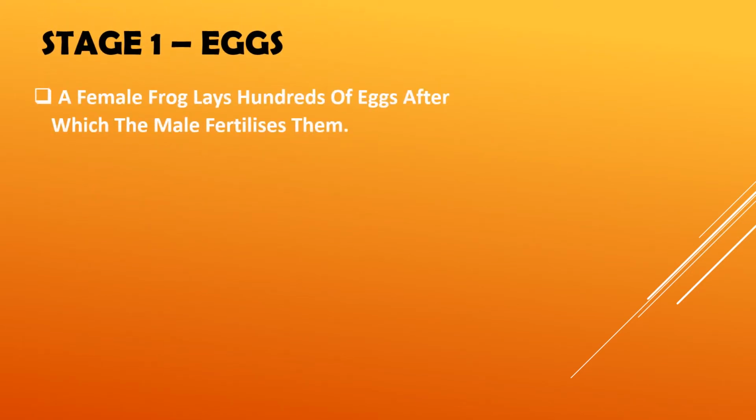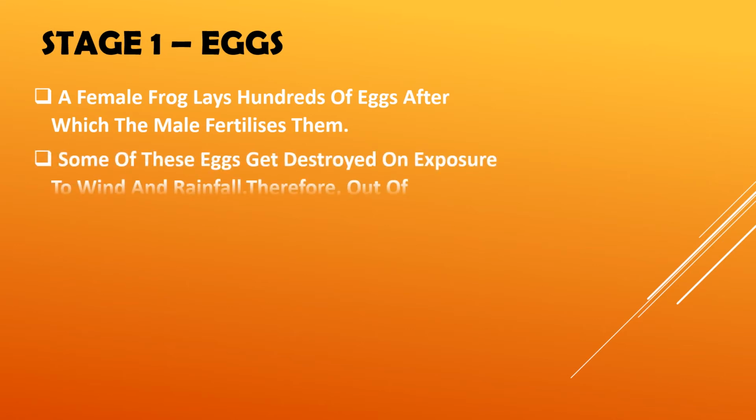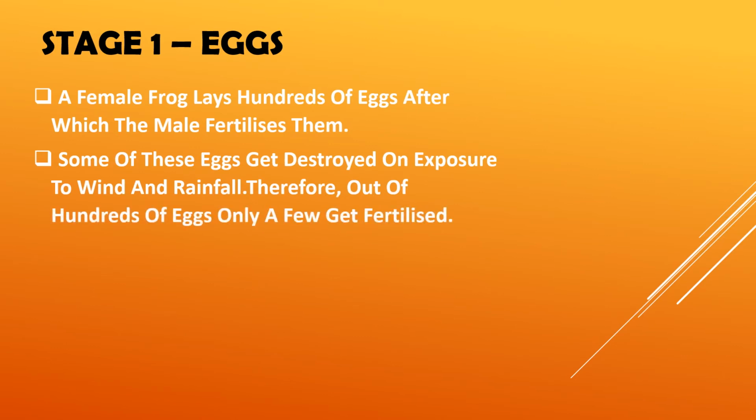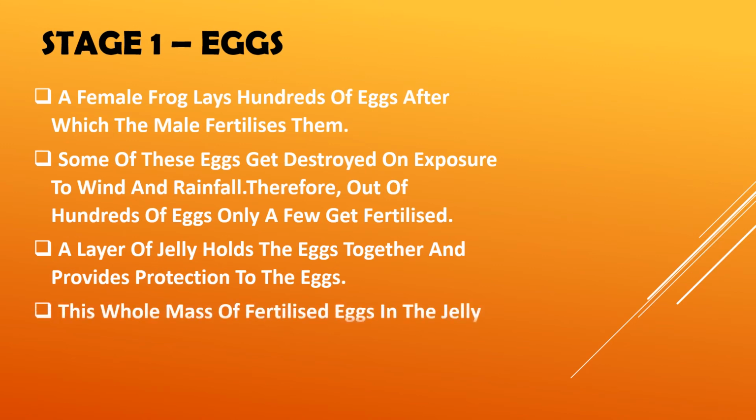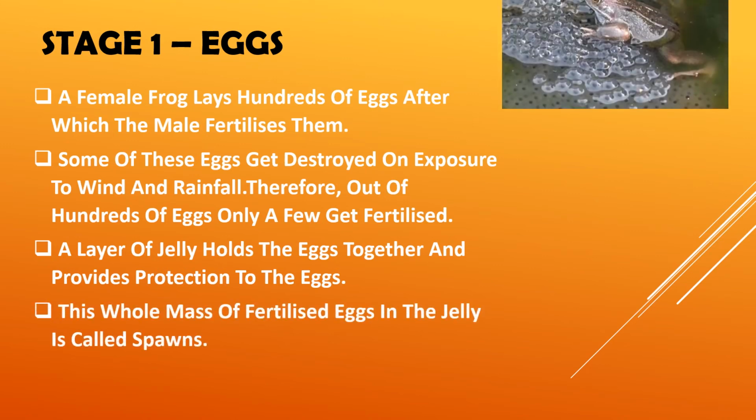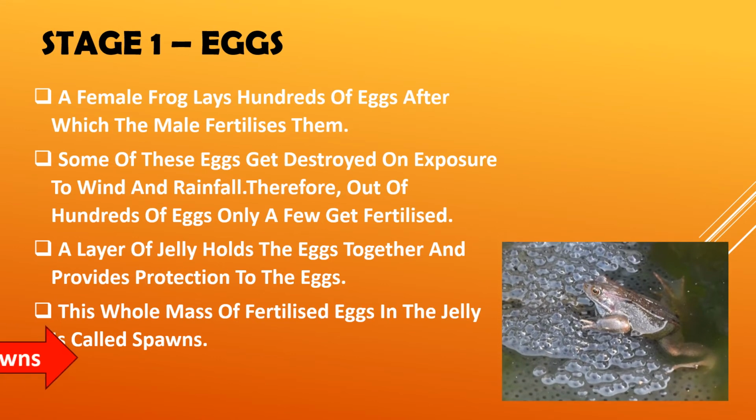Stage 1. Eggs. A female frog lays hundreds of eggs, after which the male fertilizes them. Some of these eggs get destroyed on exposure to wind and rainfall. Therefore, out of hundreds of eggs, only a few get fertilized. A layer of jelly holds the eggs together and provides protection to the eggs. This whole mass of fertilized eggs in the jelly is called a spawn.